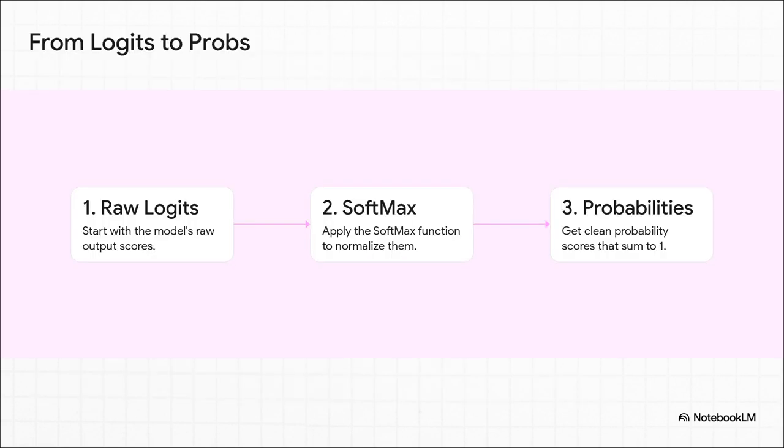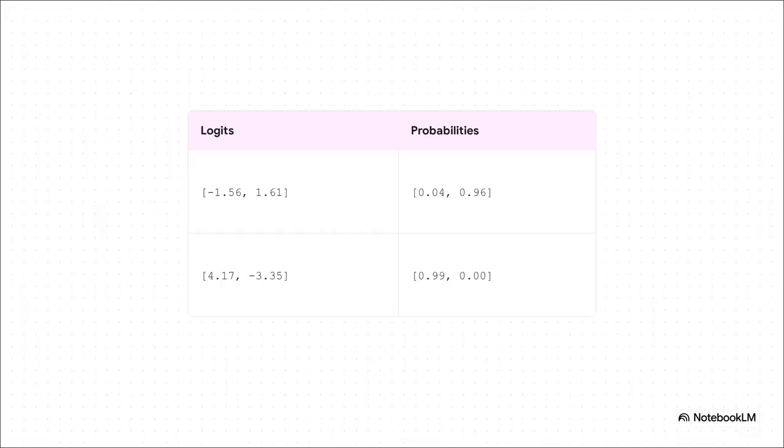So, to get them into a format we can actually understand, we do one last little bit of math. We take those raw logits and run them through a function called SoftMax. All SoftMax does is take any bunch of numbers and neatly convert them into probabilities that all add up to a perfect 100%. And just look at that transformation. The raw, kind of weird logits on the left are now clean, simple probabilities on the right. Our first sentence, a 96% probability of being positive. The second, a whopping 99% probability of being negative. Now that is an answer we can work with.